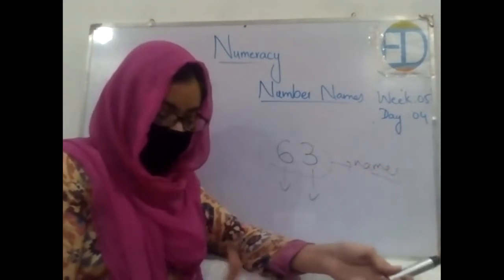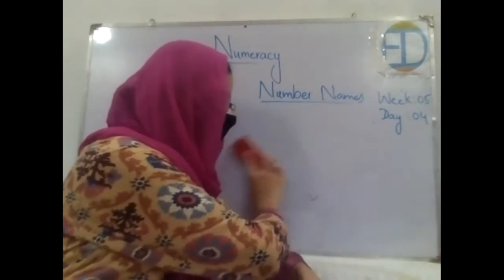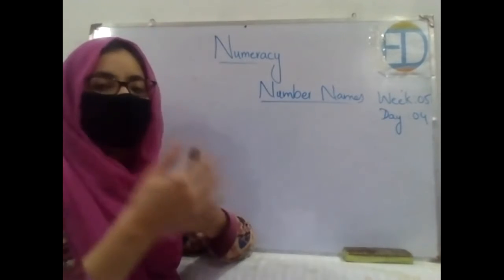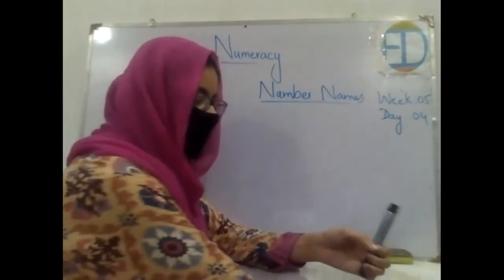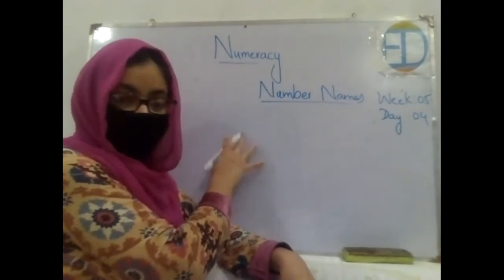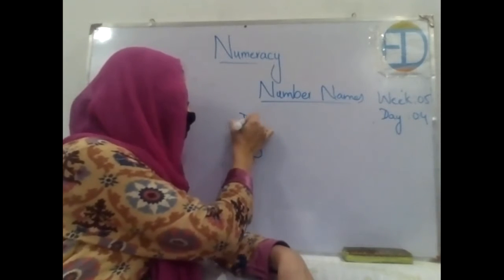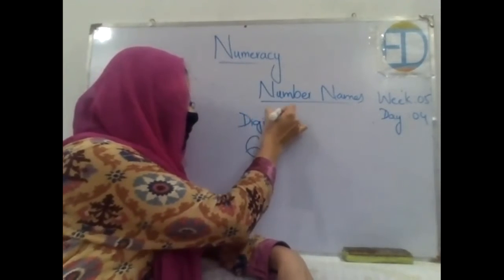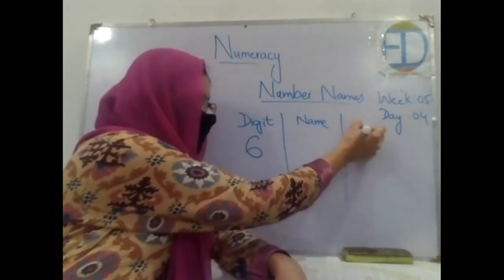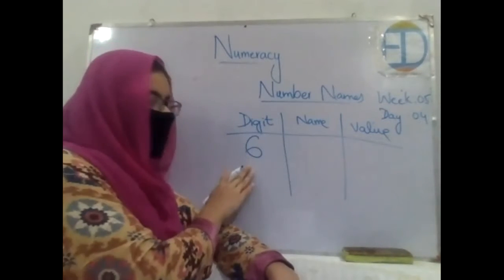So in mathematics, we can write numbers in two ways. Let's look at the board first. We will first understand this topic and then we will start working on it. There are three things to identify a number or to learn about a number. The very first thing is the digit, then there is a name, and then there is a value attached to it. Got it? Look at the board.